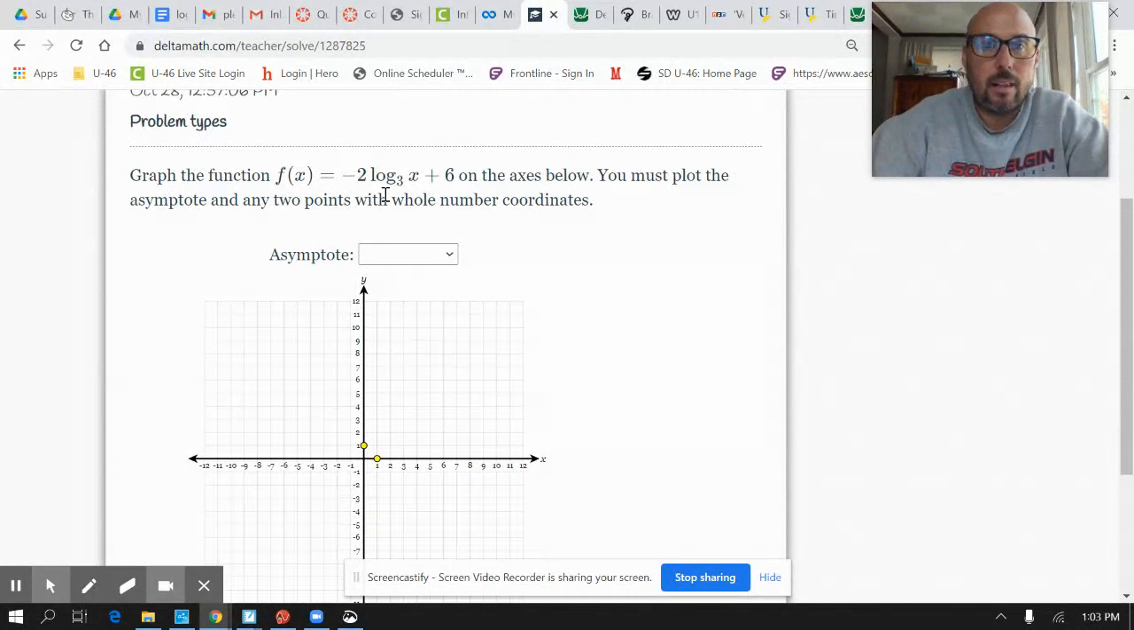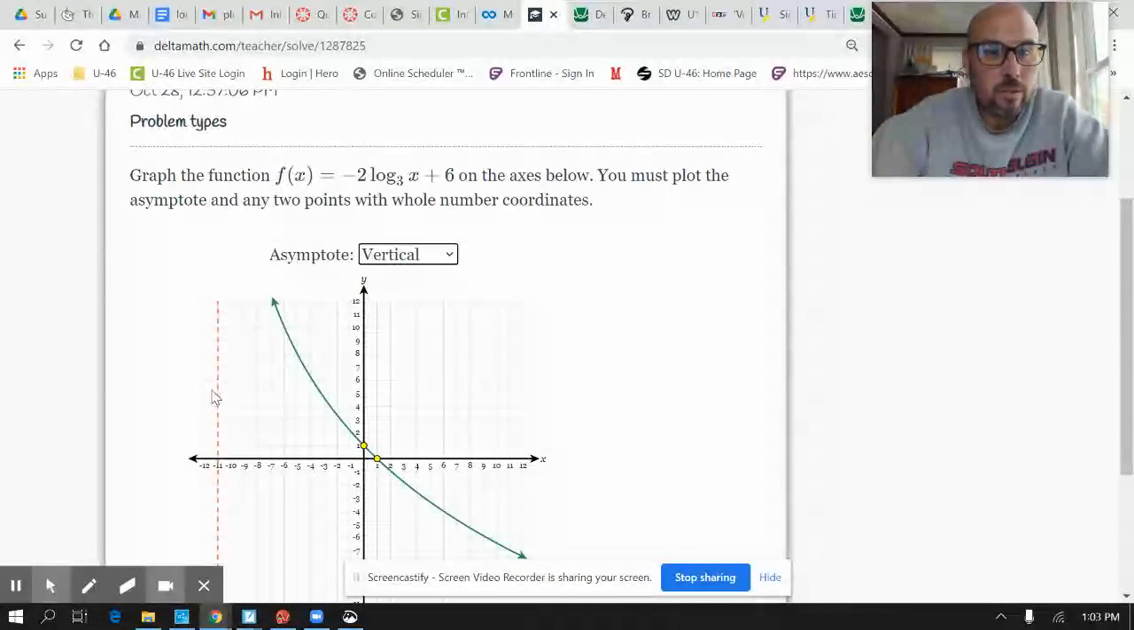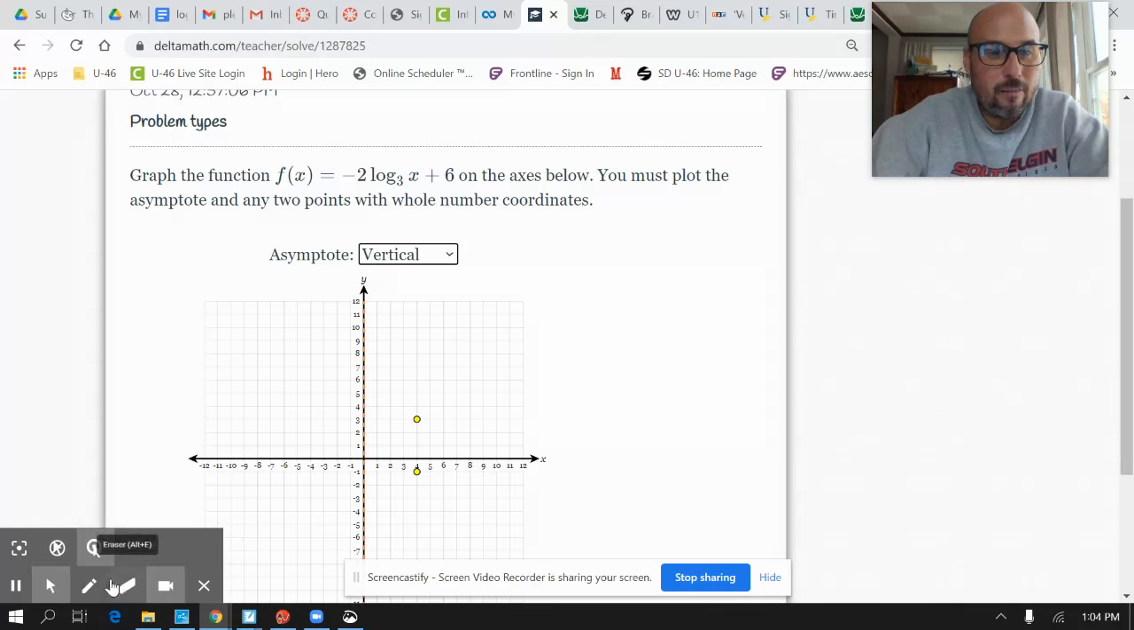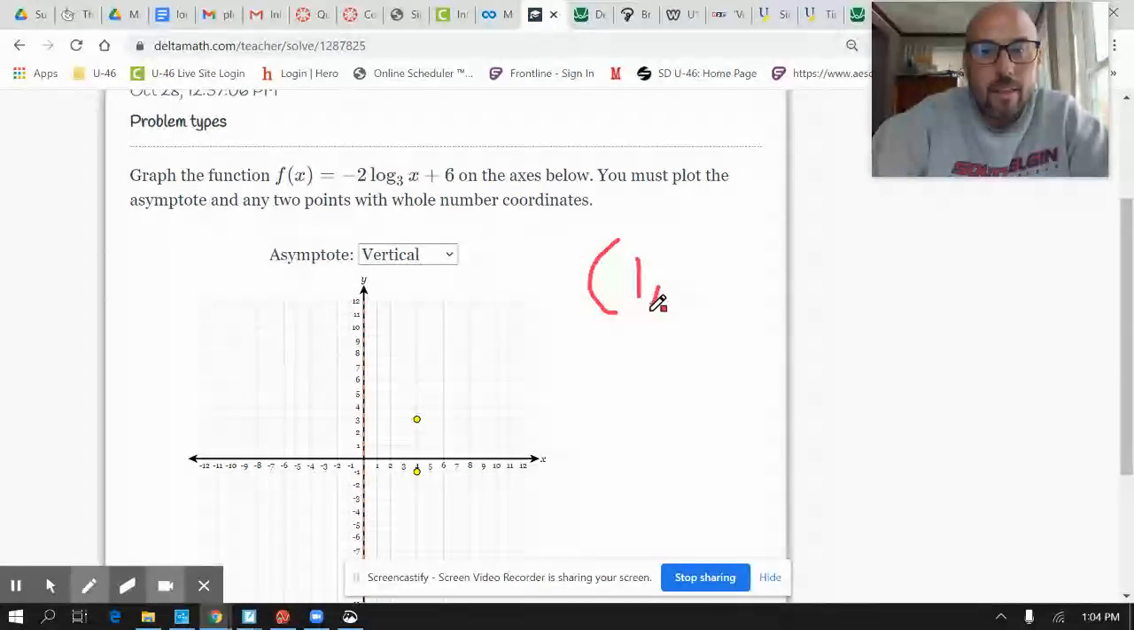But this is a log, and all logs have a vertical asymptote. And this one just is at 0. So I need to get these ordered pairs out of the way and just shuffle this over to x equals 0. And now I just need to find 2 ordered pairs. Well, right away, I should let x equal 1. Because if x equals 1, then I'm taking log base 3 of 1.